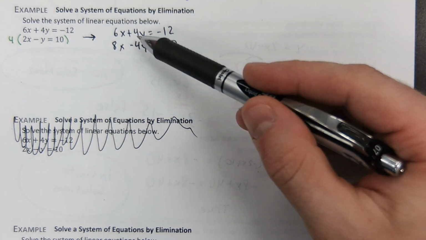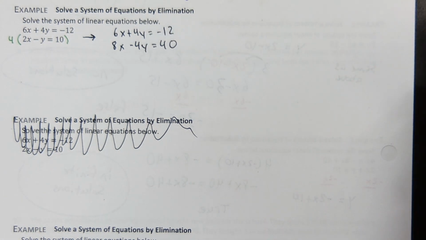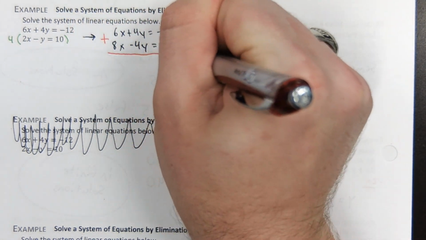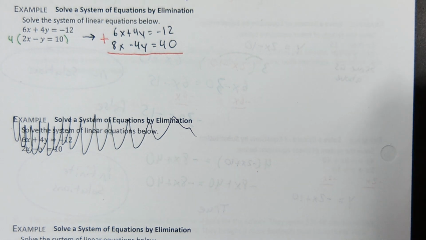Now, I have a positive 4 and a negative 4. Would adding them or subtracting them get me 0? Adding. Because 4 plus negative 4 gets me 0. And that's why I'm going to put a big plus sign out here, like so. And I'm going to add straight down.